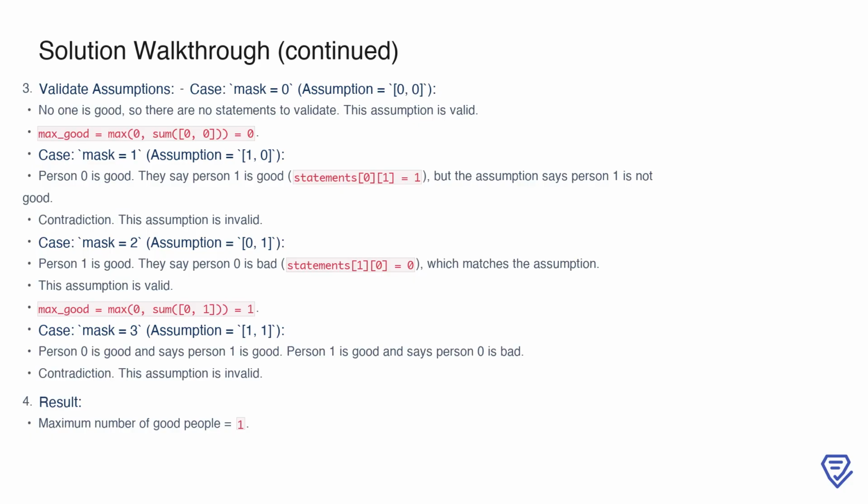For mask equals 2, the assumption 0, 1 means person 1 is good and person 0 is bad. Person 1's statement says person 0 is bad, which matches the assumption, making this case valid. The total number of good people is now 1, so we update max_good to 1. Finally, for mask equals 3, the assumption 1, 1 means both people are good. Person 0 says person 1 is good, which aligns, but person 1 says person 0 is bad, creating a contradiction. This case is invalid. After evaluating all cases, we find that the maximum number of good people is 1.